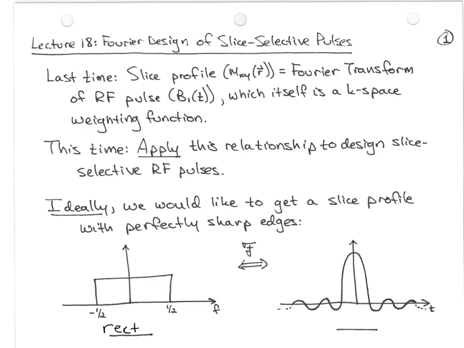So that is the function rect of f. Here I'm working in frequency coordinates, just like normalized space. Now the Fourier transform of that, of course, we've seen a couple times now in class, is a sinc function. The Fourier transform of a rect is a sinc. So then the Fourier transform is sinc of t. Now that's what we'd really like to do.